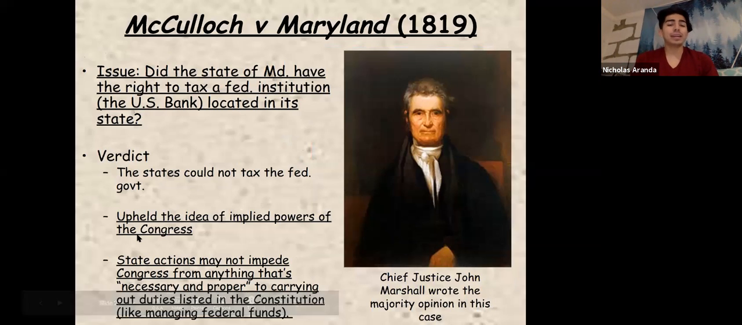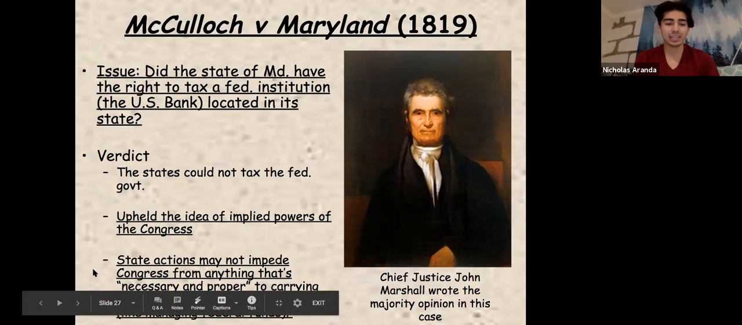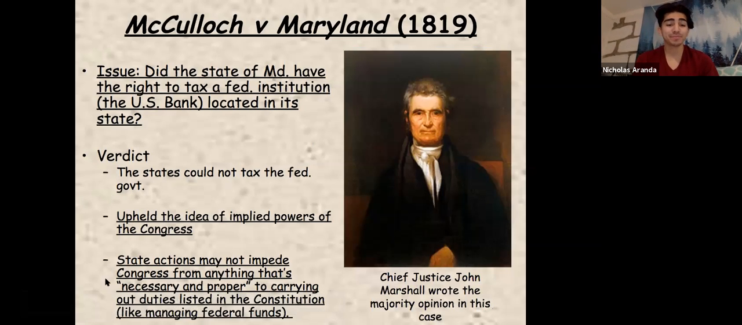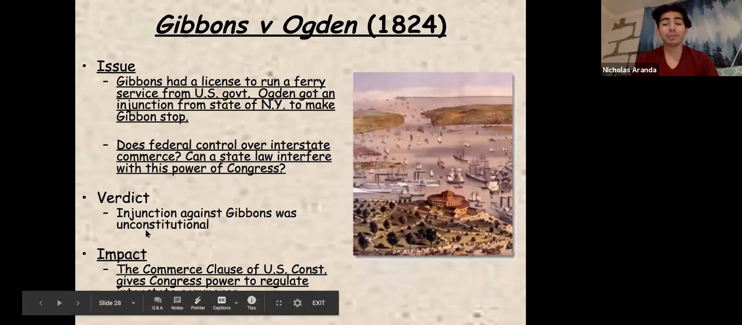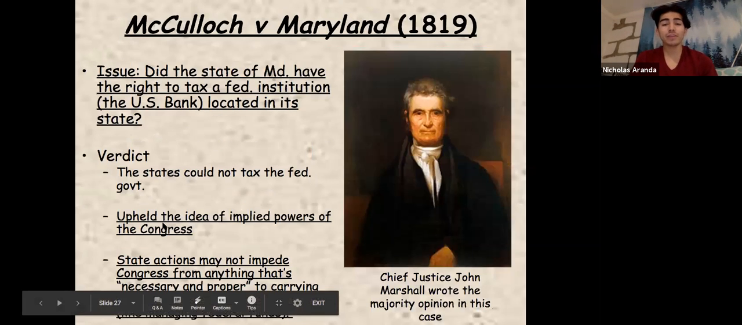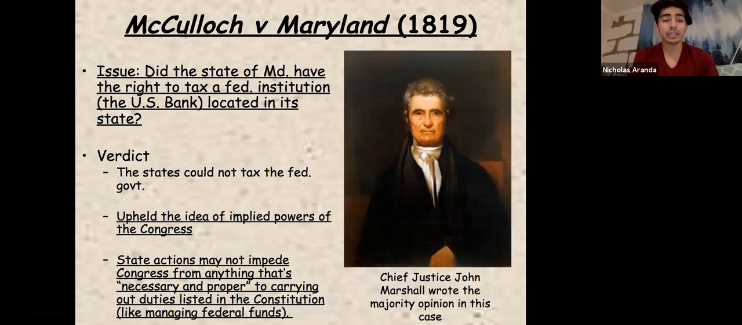McCulloch versus Maryland is a much older Supreme Court case from 1819. Again, the more I'm thinking about it, I should have done these chronologically. I was just going alphabetical because that's how my encyclopedia on Supreme Court cases was working. And McCulloch, my bad. McCulloch versus Maryland asked this question: did the state of Maryland have the right to tax a federal institution like the U.S. Bank located in its state?